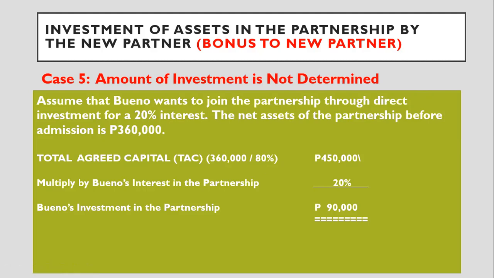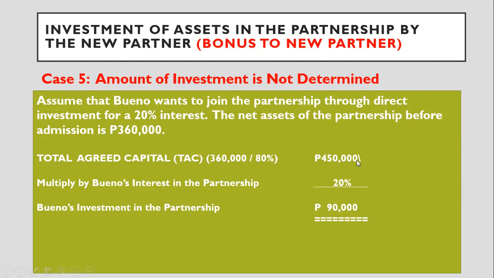Where did we get 80%? It's 100% less the 20% now given to Bueno. So the remaining 80% will be applicable to the 360,000. To get the entire 100%, we divide 360,000 by 80%, and that will be our total agreed capital, which is equal to 450,000.